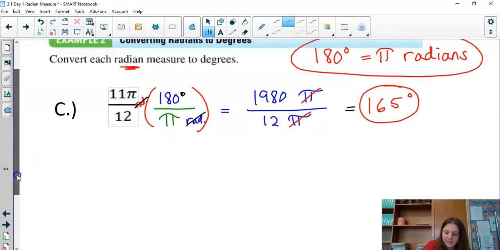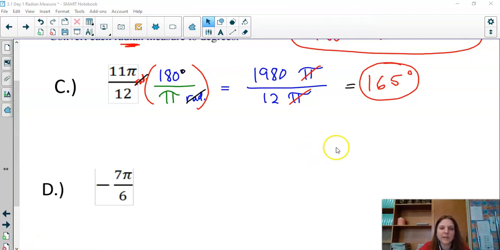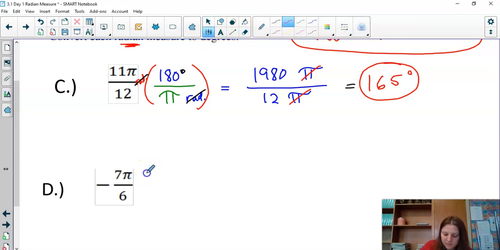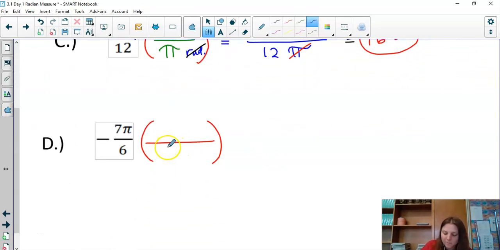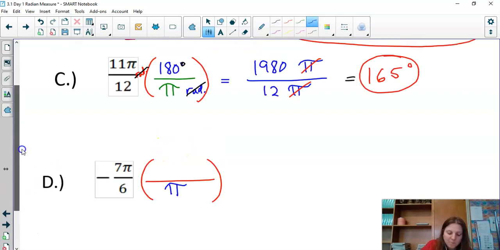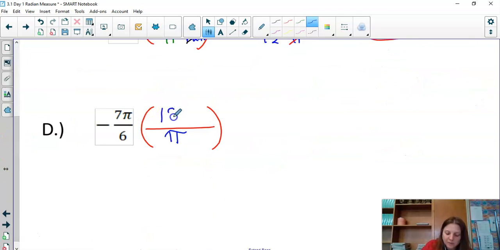Okay, one last example. You've got negative 7 pi over 6. And again, you're not worried about adding or subtracting anything today. Today we're just converting. So I'm going to start by making my parentheses. This is originally radians. I can tell because there's no degree symbol. It's got a pi in it. And I'm trying to get rid of radians. So pi, which is 3.14, is going to go at the bottom. I'm pairing that with its equivalent in degrees, which is 180 degrees.